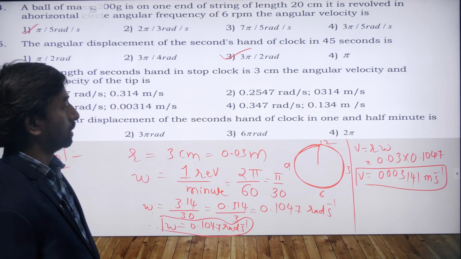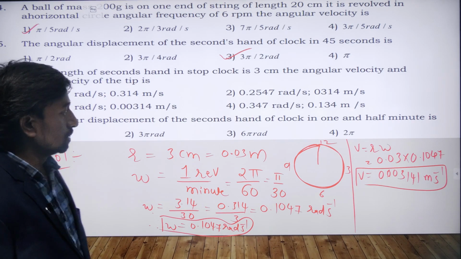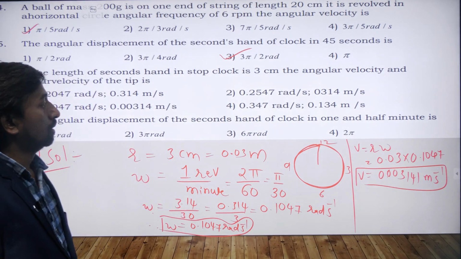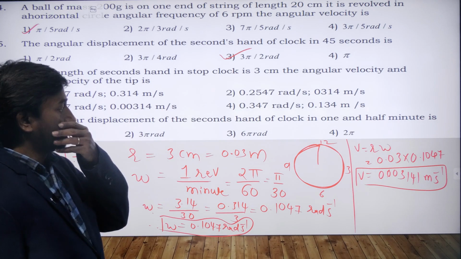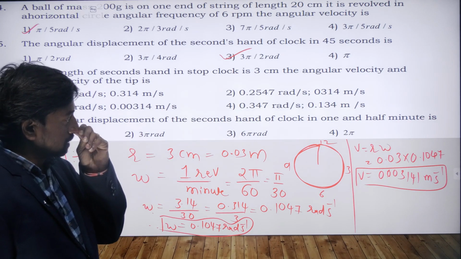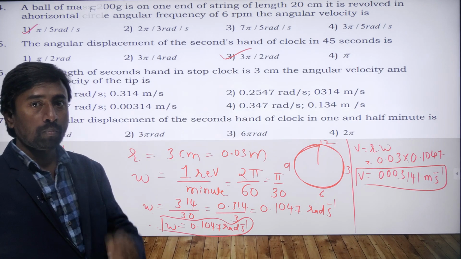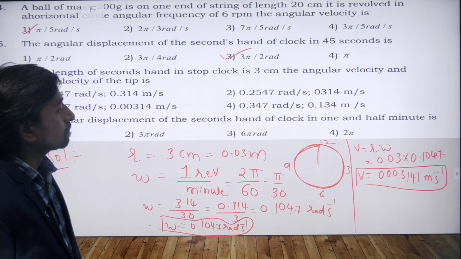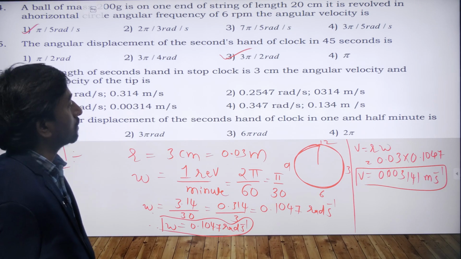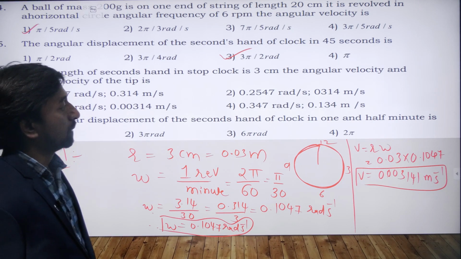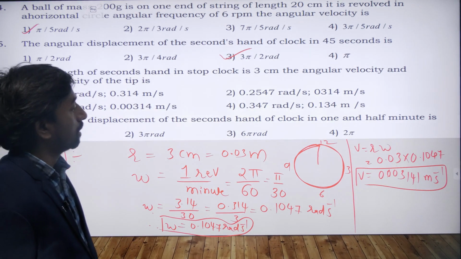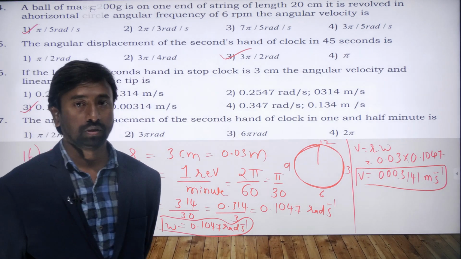So 1.5 revolution means 2 pi plus pi, since 1 revolution is 2 pi. So 2 pi plus pi, 3 pi, we'll get there. Then 3 pi by 90 will give the answer.